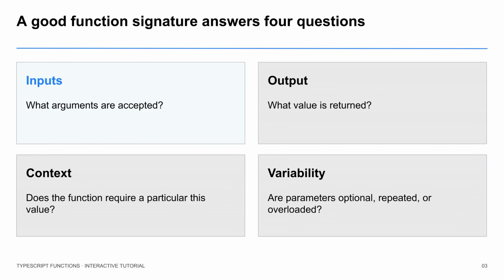Think of a function signature as a contract. It should answer 4 questions. What inputs are allowed? What output is promised? Does the function depend on a particular this context? And how can the call vary? Most mistakes in this chapter happen when one of those answers is missing or needlessly complicated.